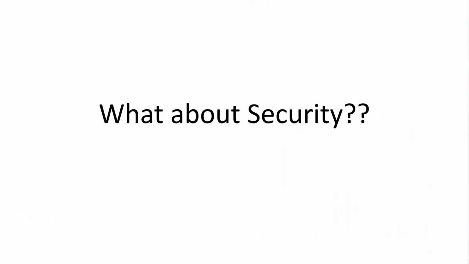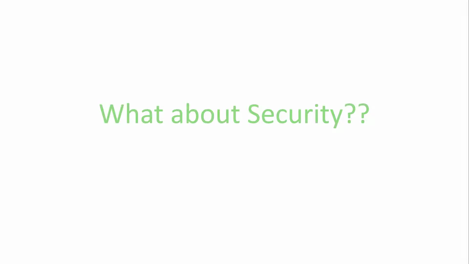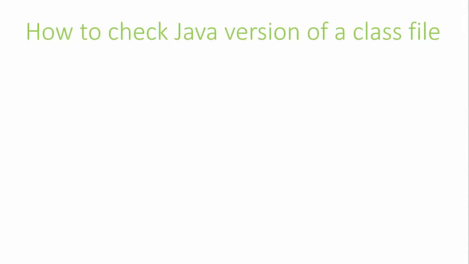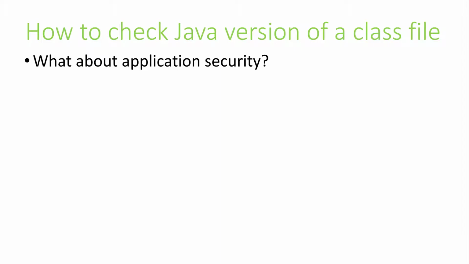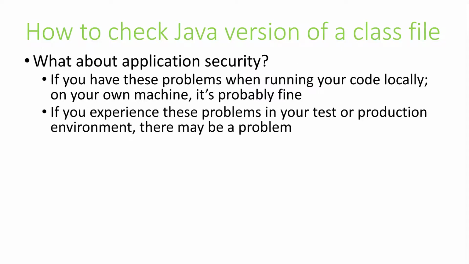So what about application security? Is there anything we should be concerned about when checking the version of Java used to compile a class file? If you run into issues related to incorrect Java version using your local machine, it's probably fine. Perhaps you're running an application you got from somewhere or you've recently upgraded your version of Java. As long as these errors are an expected event, you should be fine.